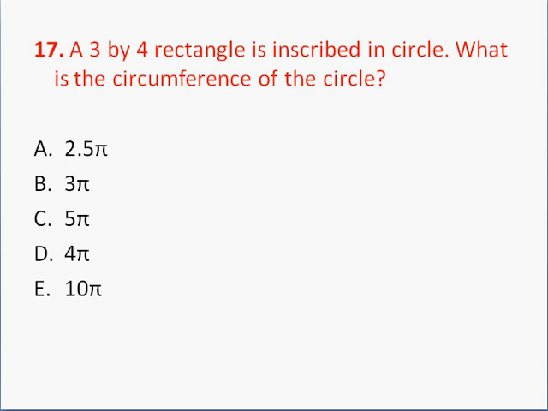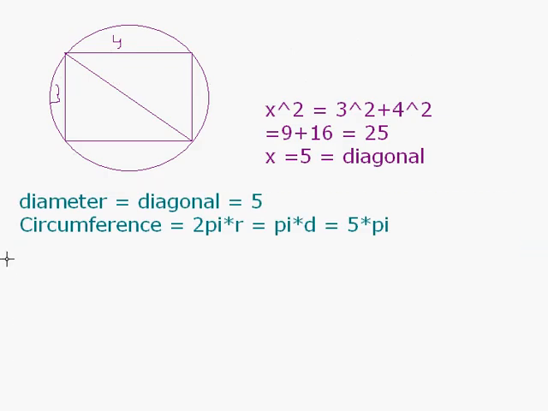So what we were required to find out in the question was, a 3 by 4 rectangle is inscribed in a circle, what is the circumference of the circle? Now circumference of the circle is 2 pi r, that is pi d. So we need to find out the diameter. Now we'll look at the figure. Diagonal of the rectangle is the diameter of this circle, right? Now we can find out the diameter by using Pythagoras theorem, right? So it will be x square equals 3 square plus 4 square. So that will be 9 plus 16 is equal to 25. So x will be 5, okay?